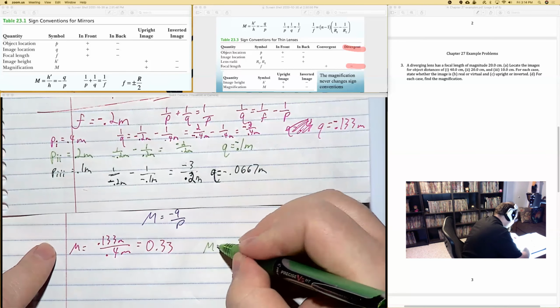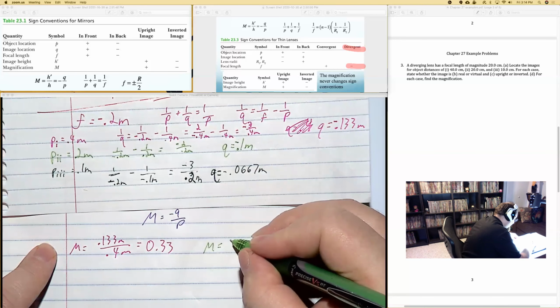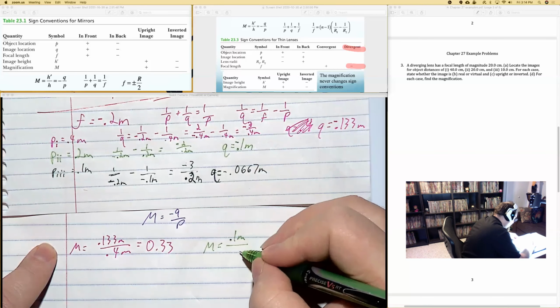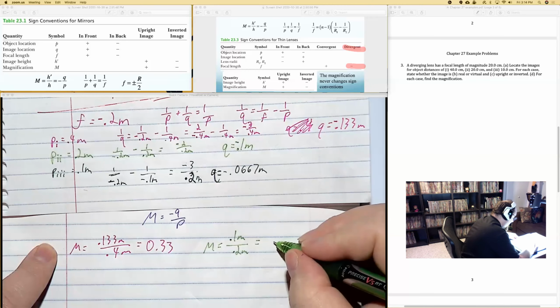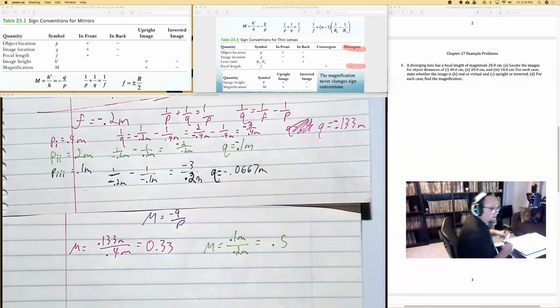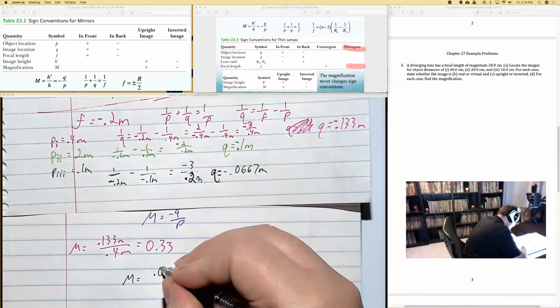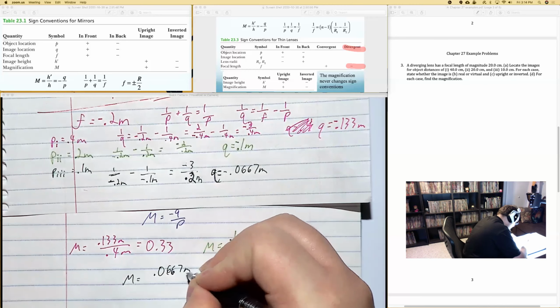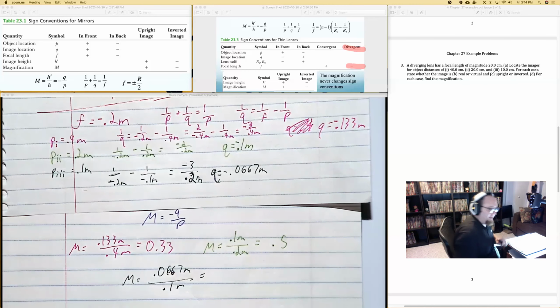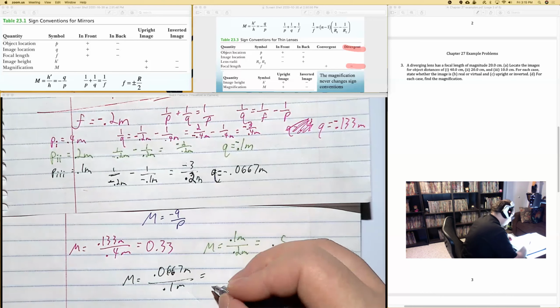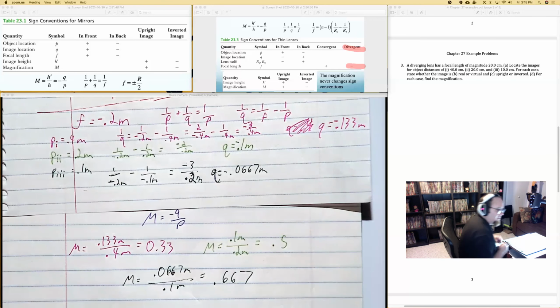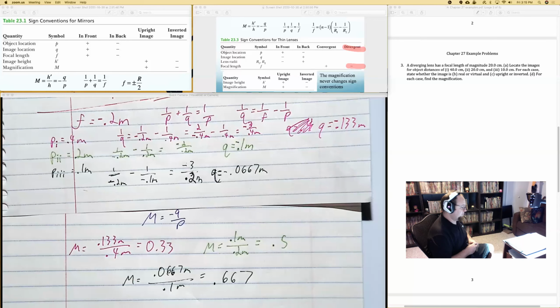For my green one, it'll be negative 0.1 meters times negative 1 over 0.2 meters, which is going to be a half. And for my black one, 0.0667 meters over 0.1 meters. Once again, my negative cancels. And that's my magnifications.